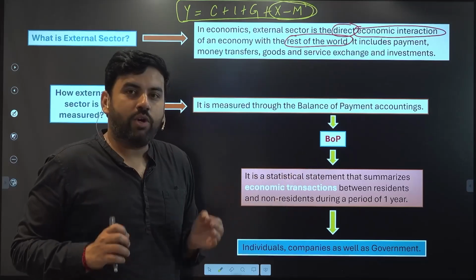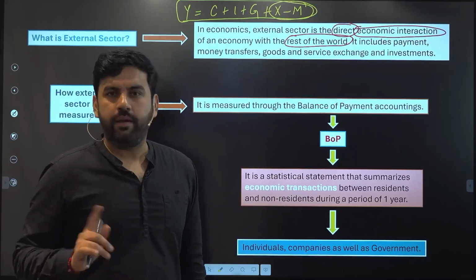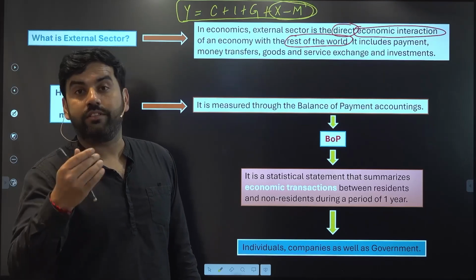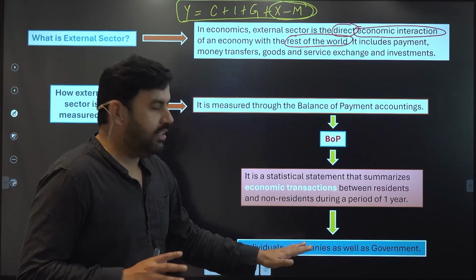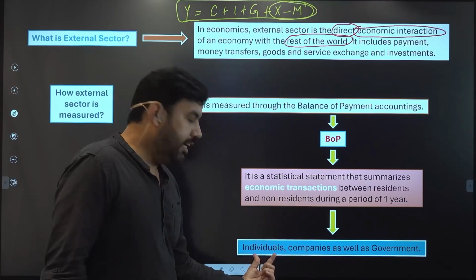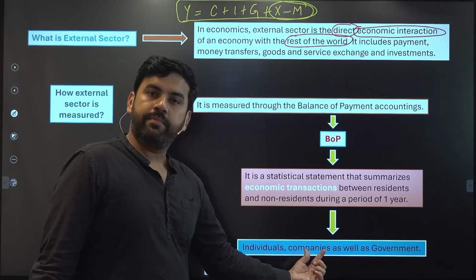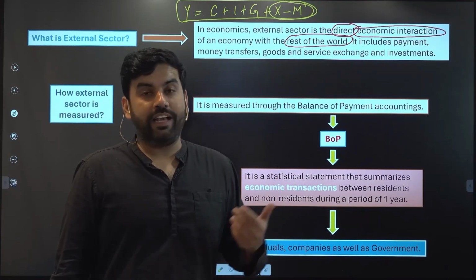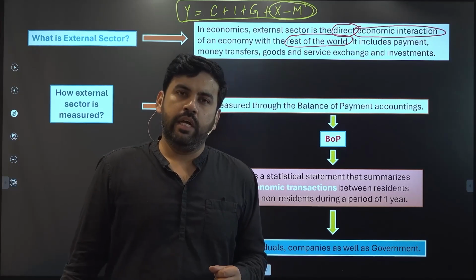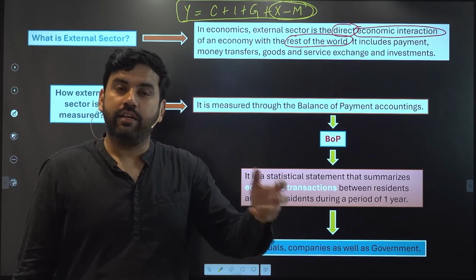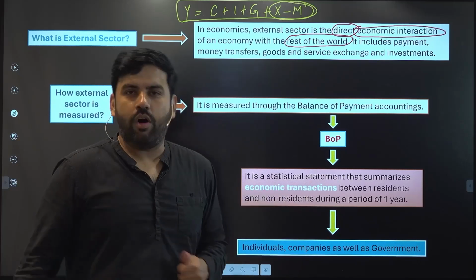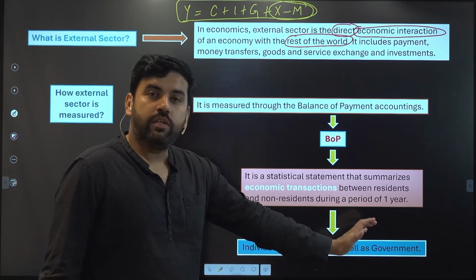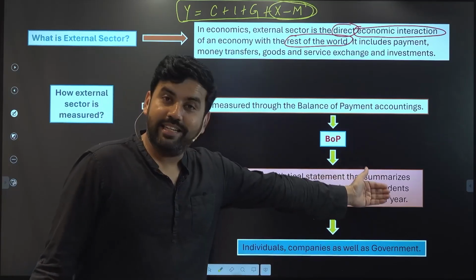Now a resident here does not mean a person who is living in India for 1 day. No, 1 day is not the criterion. It is more than 6 months. Who are these residents? They could be an individual, a company, as well as the government. The government of India also exports something and imports something, so it is considered an entity or a resident. Obviously the government is going to be a resident. So these are the three different parties called residents or non-residents.